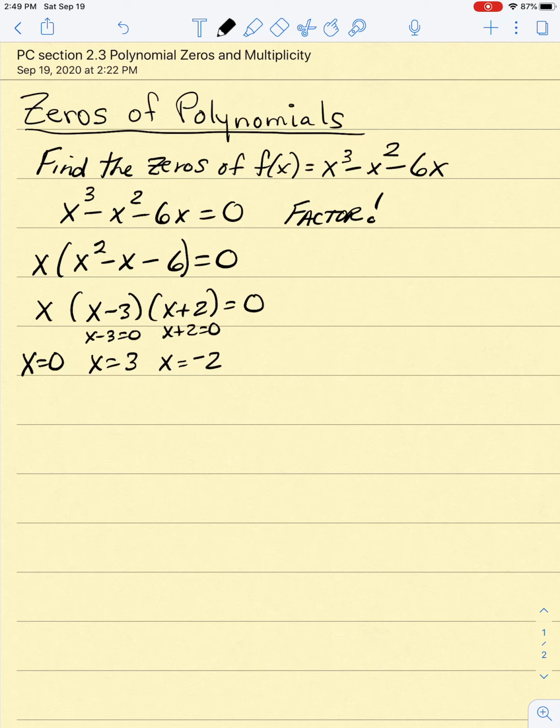All right, so we could take a look at this. If we wanted to graph it, we could check that our zeros are correct, just to verify our work. All right. So there's a nice little example.